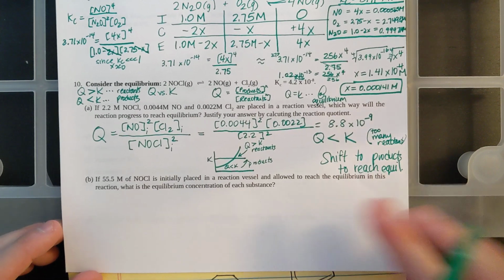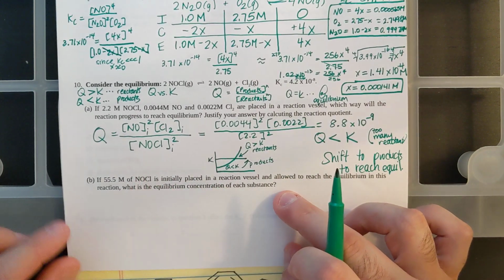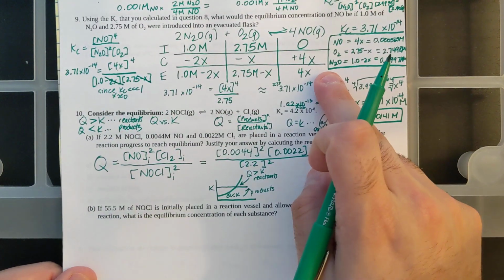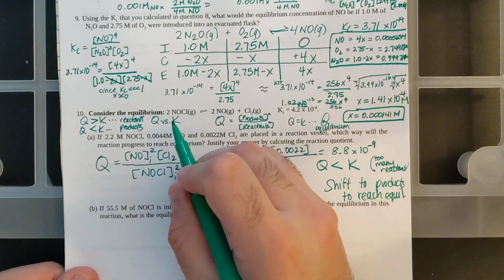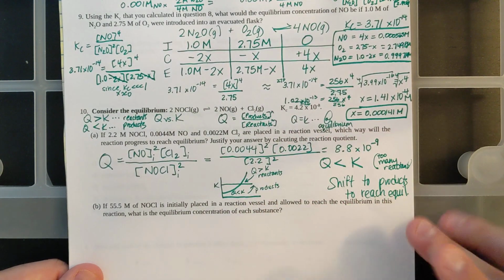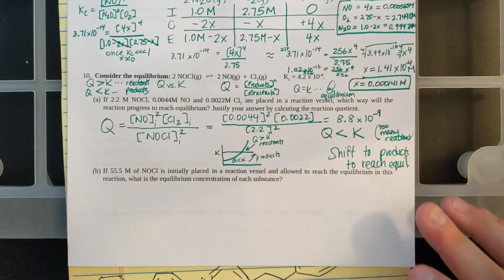So I'm going to end this video here. If you want to try doing B on your own, B is just like number 9, where you set up an ICE table. I have an initial value of a reactant. I have a Kc that's very small, and I can make assumptions to figure out my products. In my next video, I will do B.